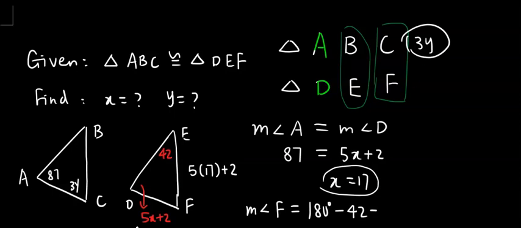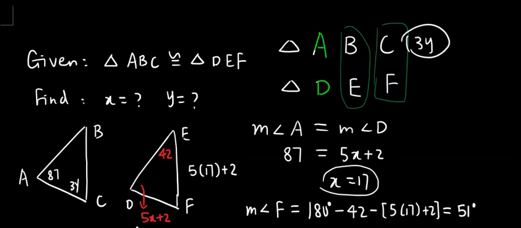This is this angle measure, right? So minus 5 times 17 plus 2. Go ahead and calculate, see what you have for angle F. I have angle F is 51.